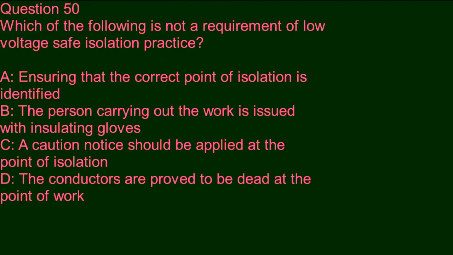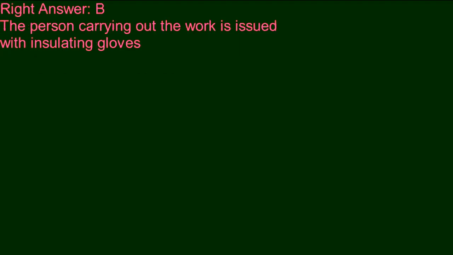Question 50. Which of the following is not a requirement of low voltage safe isolation practice? A. Ensuring that the correct point of isolation is identified. B. The person carrying out the work is issued with insulating gloves. C. A caution notice should be applied at the point of isolation. D. The conductors are proved to be dead at the point of work. Right answer, B. The person carrying out the work is issued with insulating gloves.